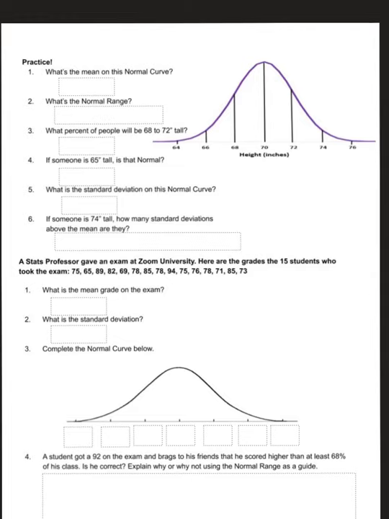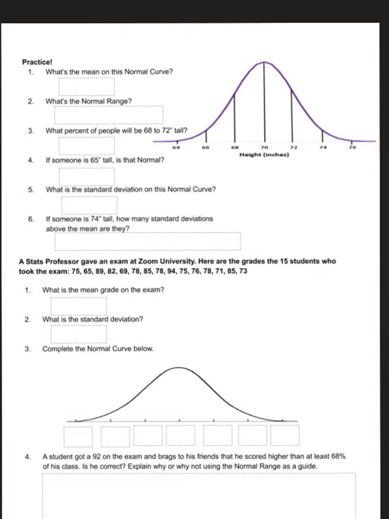So here's your practice. For these first 6 questions, I'm asking you questions about this normal curve. So this is the normal curve of height in inches, and this is most likely for men. So this is the normal curve of men's heights. So 100% of men's heights can be found in this curve.